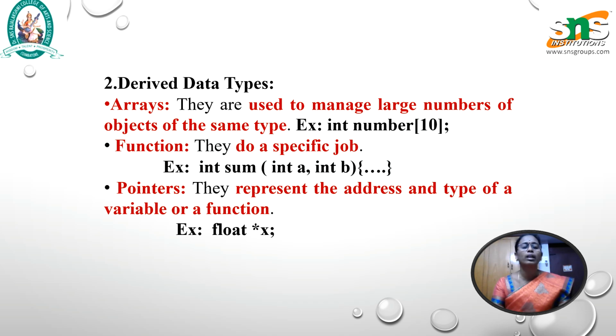Arrays are the data type which can store a larger number of objects of the same type in a single variable. It consists of a homogeneous collection of similar objects. Then functions. Functions do a specific job and can define a subprogram in the main program. Whereas pointers represent the address and the type of a variable, giving direct memory access.